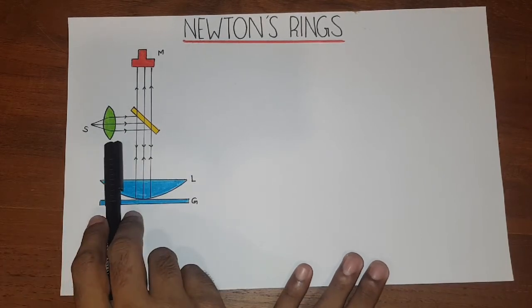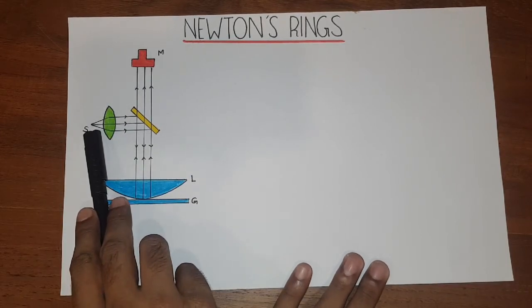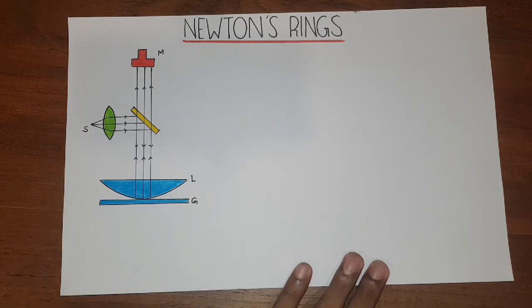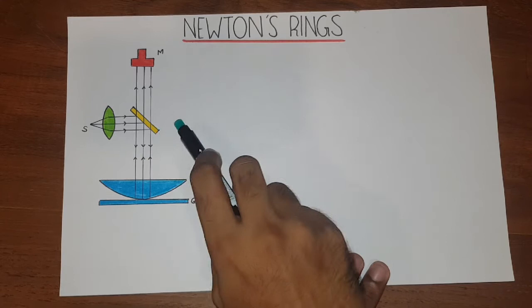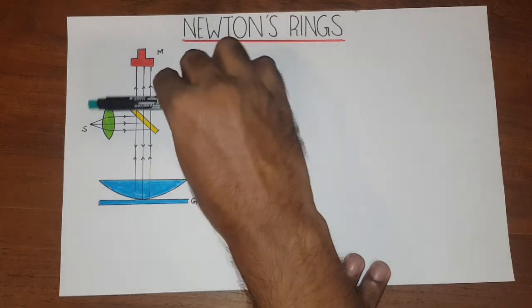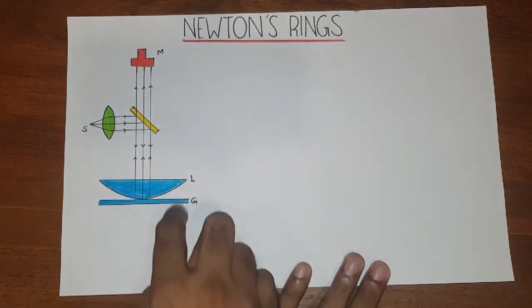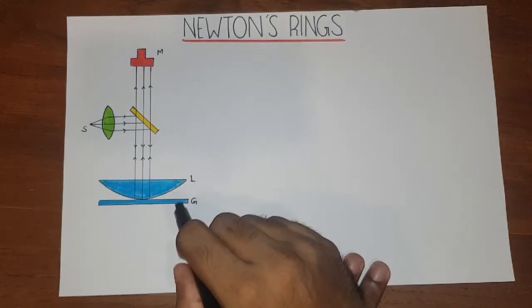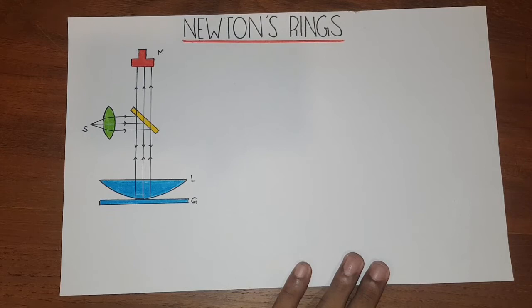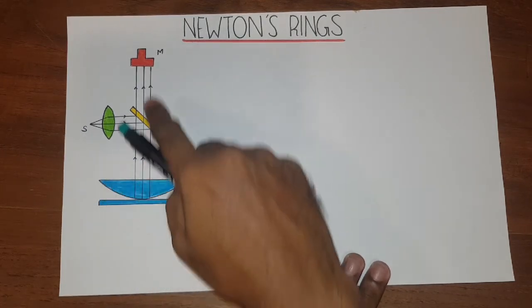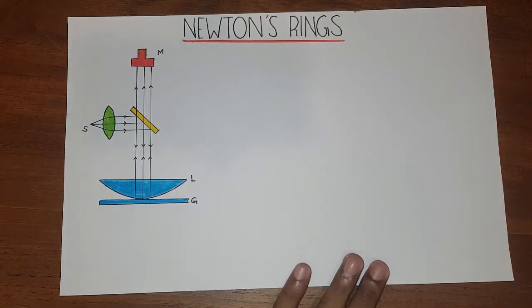We have a convex lens, a monochromatic source, and with the help of these two we can derive some parallel rays of light. With the help of this glass plate we can ensure that these rays are normally incident on this lens and glass arrangement, and the pattern which is formed over here due to the interfering rays can be observed with the help of a traveling microscope.